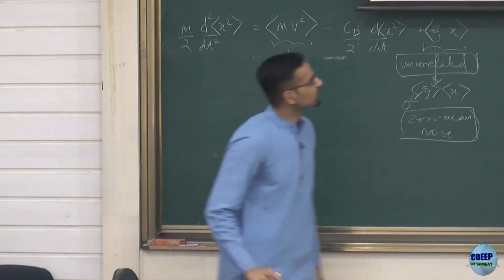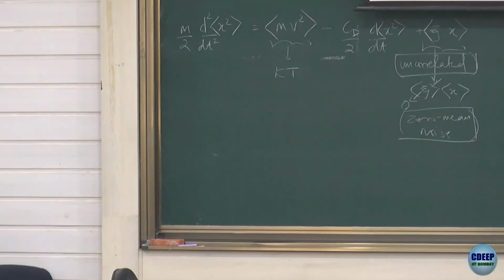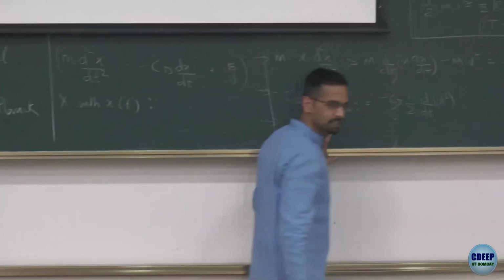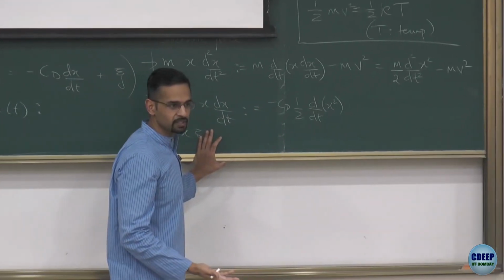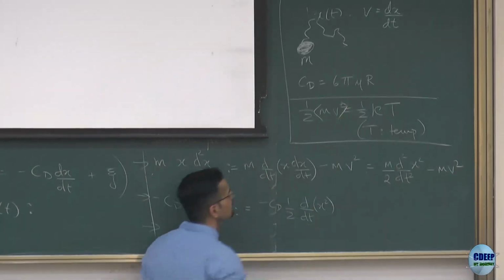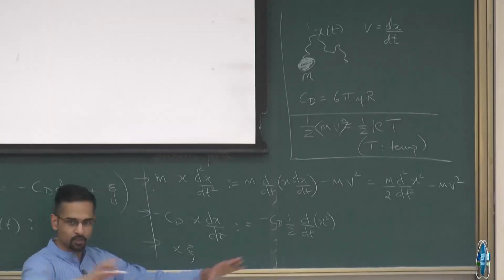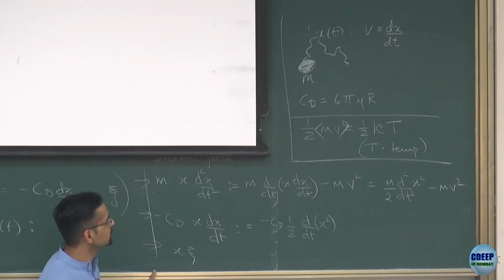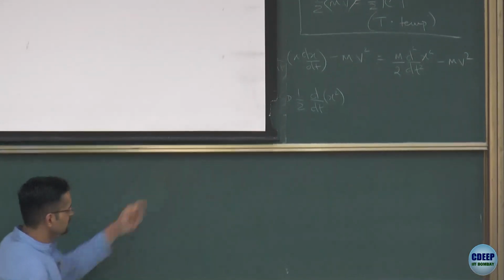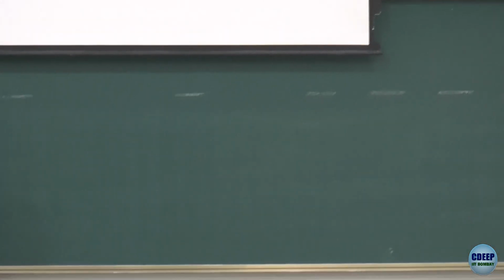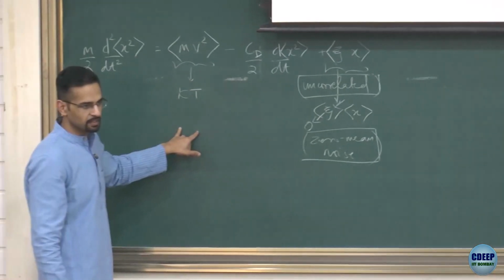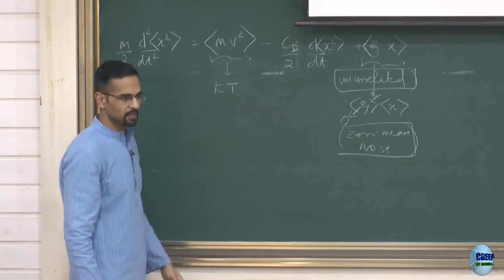So I should have been more careful here. Of course, this instantaneous kinetic energy is fluctuating. It's not a constant. It's only the ensemble average that is the constant. So the average over all the kinetic energies is kT. So I cannot replace it there. Instead, when I write the equation and take the average, then the average kinetic energy is half kT. The v square is kT.